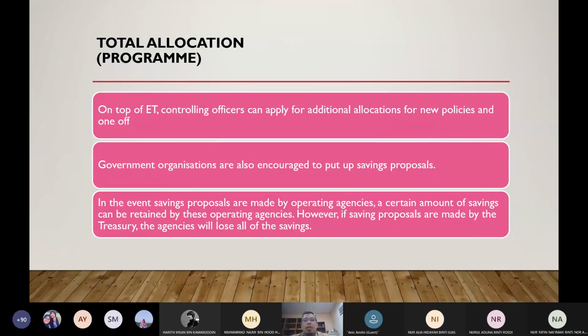Right, these are total allocation. If you look at the last point, in the event saving proposals are made by operating agencies, a certain amount of saving can be retained. However, if saving proposals are made by the Treasury, the agency will lose all of the savings. So I think that's why it is important for the person handling the budget to have that knowledge. What is standard cost? How much does it cost? It must be reasonable.